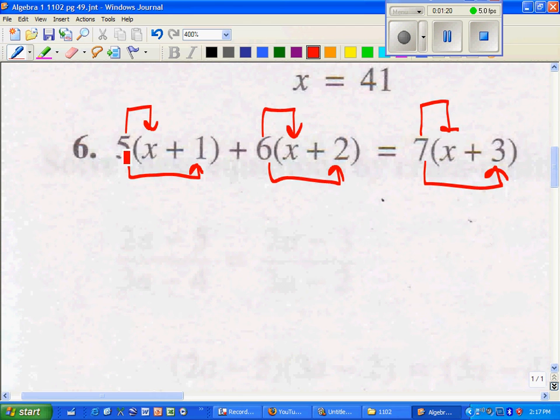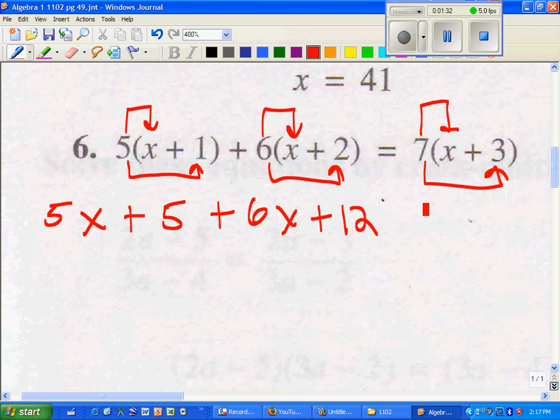So here we're going to multiply the 5 times x, so that's going to give us 5x. Multiply it times 1, so that's 5. 6 times x is 6x, and 6 times 2 is 12. And 7 times x is 7x, 7 times 3 is 21. Now I'm going to combine like terms.